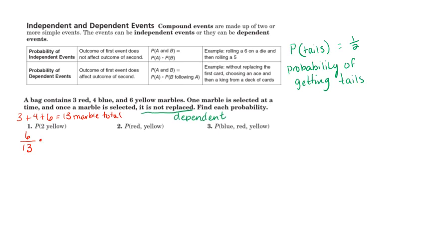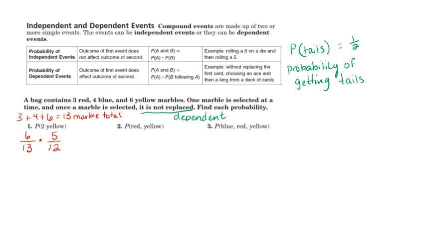So what's the probability of getting yellow the second time? Well, now there's just 12 in the bag, because I pulled one out. And the one I pulled out was yellow, so now there's just 5 yellows left. There was 6, and there's only 12 marbles left. So now I have a 5 out of 12 chance of pulling out a yellow marble.